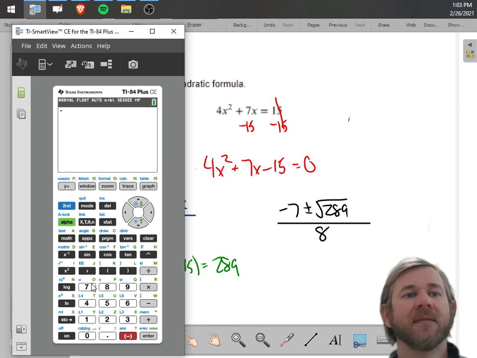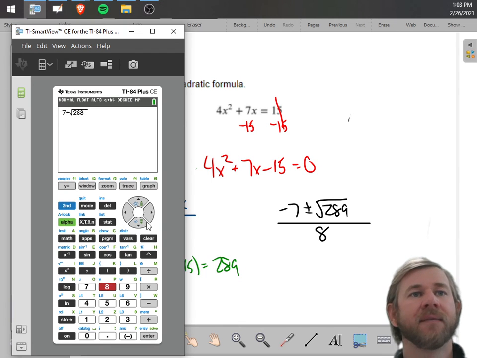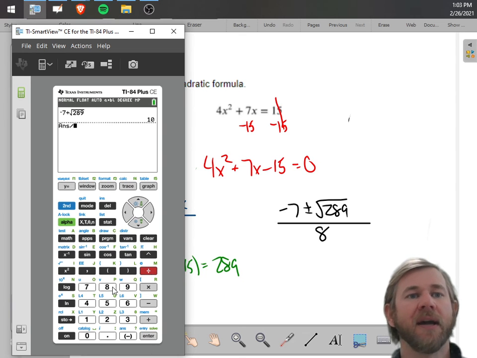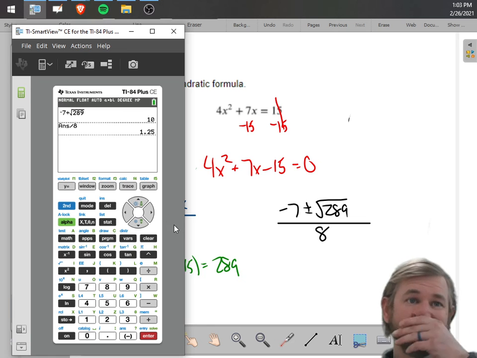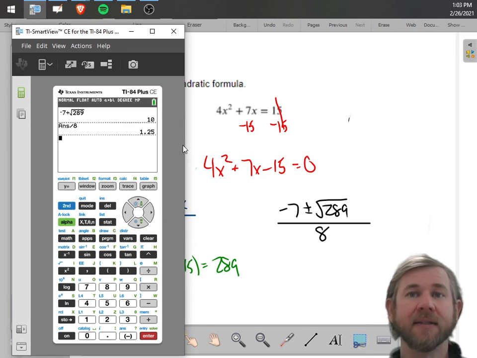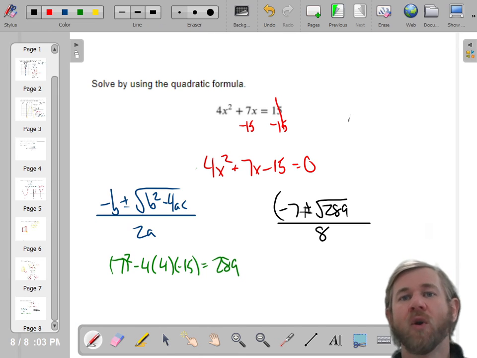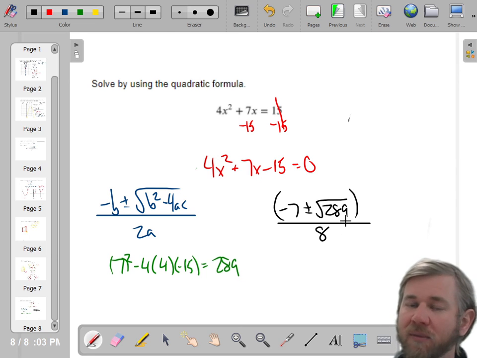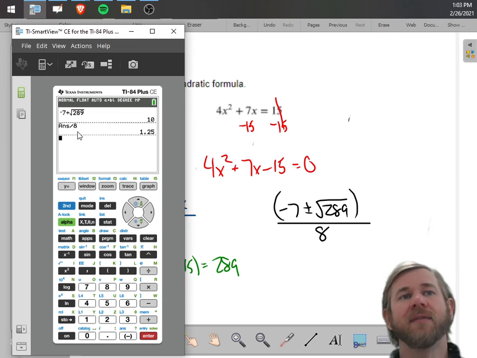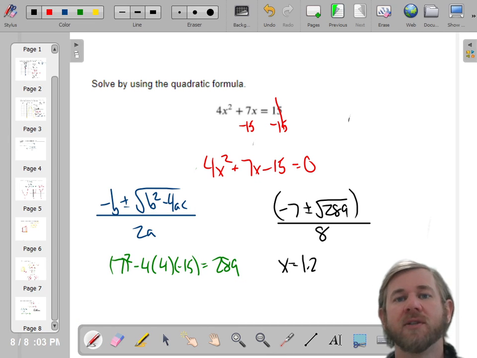So I'm going to say negative 7 plus the square root of 289. That's not a 9. And I'll hit enter, and I'm going to divide by 8. When you do this, it's very easy to type it in wrong. You got to make sure that you find the numerator because order of operations would divide before it would add. So you make sure you hit enter after you type the numerator in. Negative 7 plus radical 289 is 10. Then you get 1.25. That means one of your answers is 1.25.